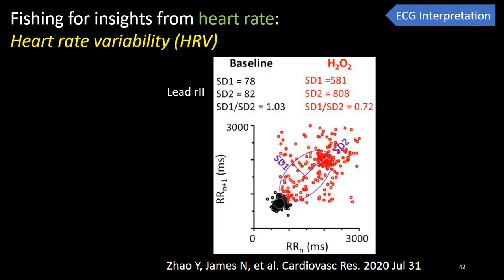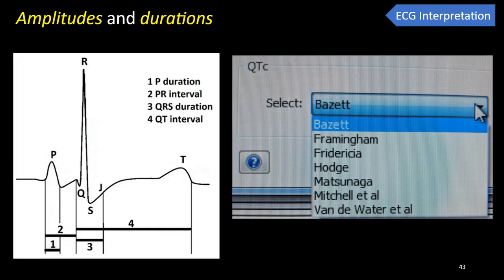But how to fish for insights from heart rate? The software allows us to study heart rate variability readily and to generate plots such as Poincaré plot, as shown here in this example from our publication. This Poincaré plot compares a fish heart rate variability before oxidative stress in black and after oxidative stress administration in red to show how H2O2 brought chaos to the dynamics of beat-to-beat heart rate variability. Measurement of amplitudes and durations are also straightforward and automated once all the waveforms are correctly identified. The software can correct the QT interval to heart rate using the method of our choice.